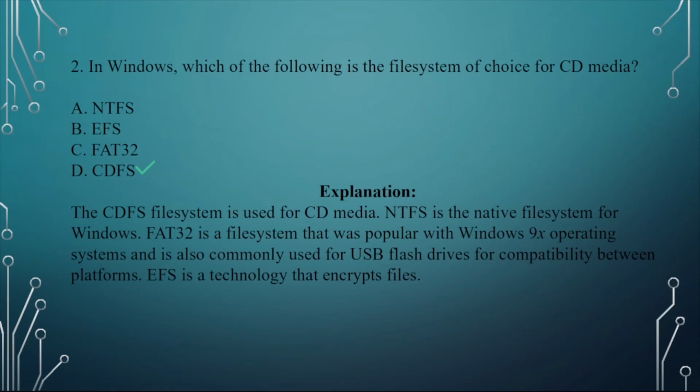The CDFS file system is used for CD media. NTFS is the native file system for Windows. FAT32 is a file system that was popular with Windows 9x operating systems and is commonly used for USB flash drives for compatibility between platforms. EFS, which stands for Encrypted File System, is a technology that encrypts files.